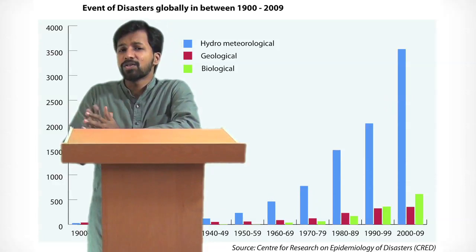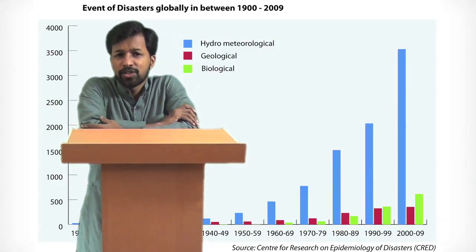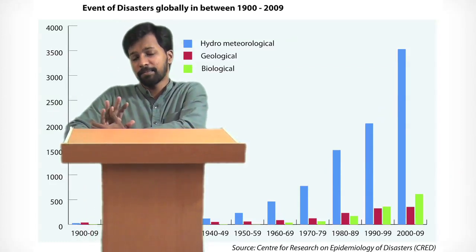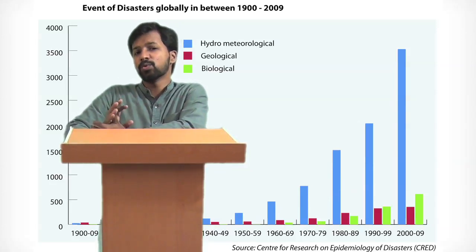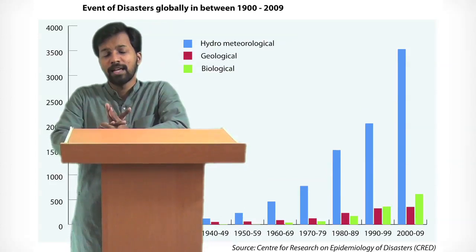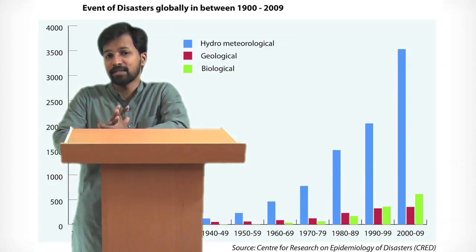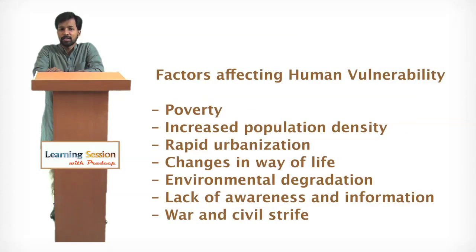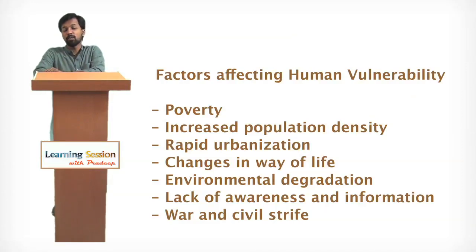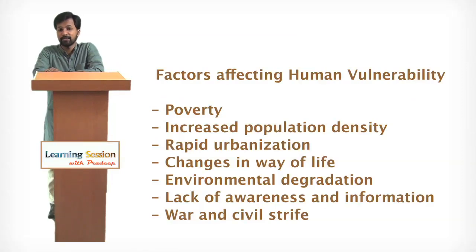The concept of vulnerability also explains why elements are affected differently to different risks and shocks, even though they face the same. Recent disaster statistics point to an increase in the number of deaths and injuries, even without a greater increase in the number of hazards which face them. So what is changing is the effect of disaster, or in other words, it is vulnerability which is changing. Some factors which affect human vulnerability are poverty, increased population, rapid urbanization, changes in way of life, environmental degradation, lack of awareness and information, war and civil strife. But all these seven are interrelated.